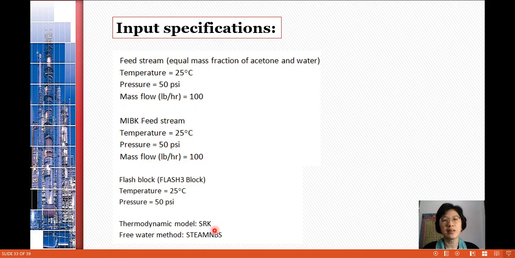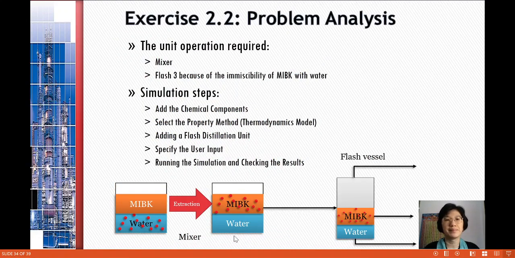And as mentioned earlier, you have to use SRK as the property method. When you use SRK as the property method, in the free water method you have to change it to STEAM-NBS. This is to predict the property of the water. Right, so let's analyze the problem before you solve it on your own.